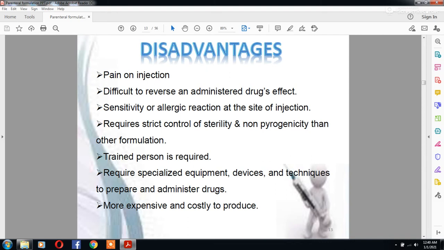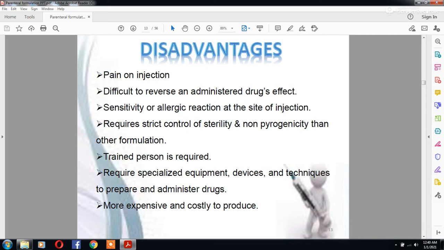Disadvantages of parenteral dosage forms. There is pain at the site of injection. It is very difficult to reverse the administered drug's effect. There can be sensitivity or allergic reaction at the site of injection. It requires stricter control of sterility and non-pyrogenicity than other formulations.